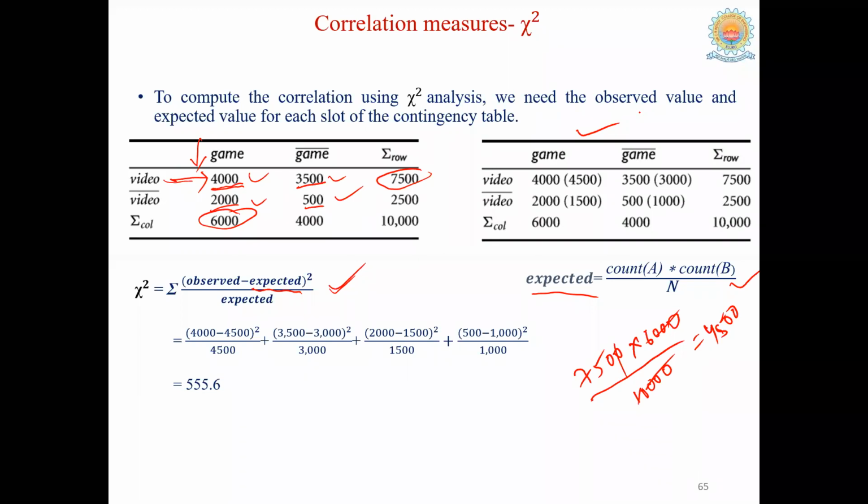So just substitute the values in the formula: observed minus expected, whole square, by expected. What is the observed here? This is the observed value and this is the expected value. Observed minus expected whole square by expected, which is 4,500, plus, here is a sigma, right? Plus again observed minus expected whole square by expected, and again from this and from this. Like this, you get the chi-square value as 555.6.